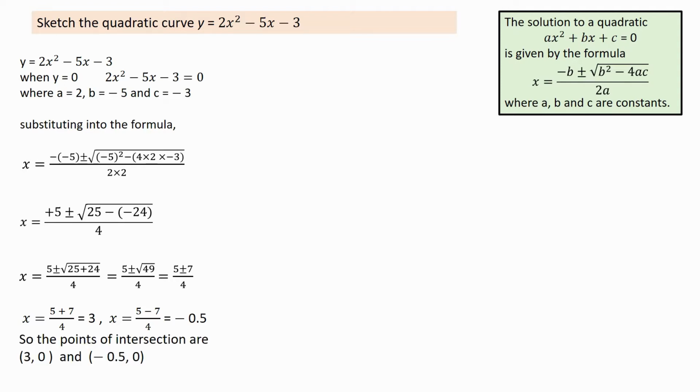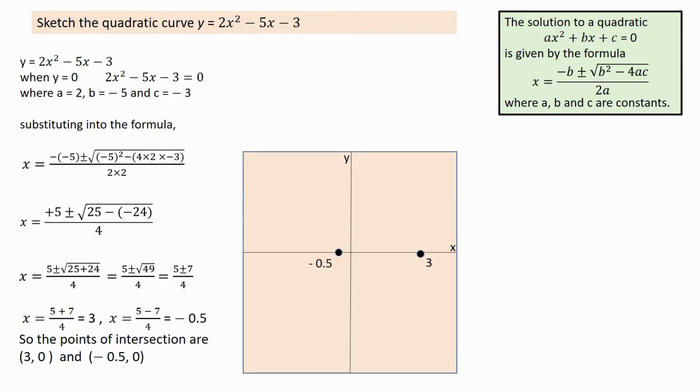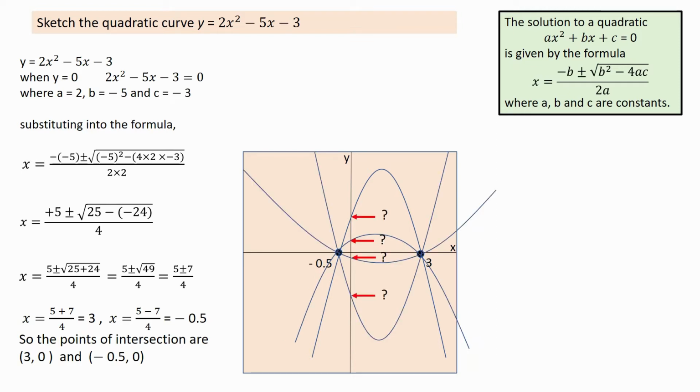Giving the points of intersection with the x-axis as 3, 0 and negative 0.5, 0, which are plotted on the sketch. The quadratic curve passing through these points could look like this, or this, or maybe like this, or this. In order to find which curve, we need to find the point of intersection with the y-axis.